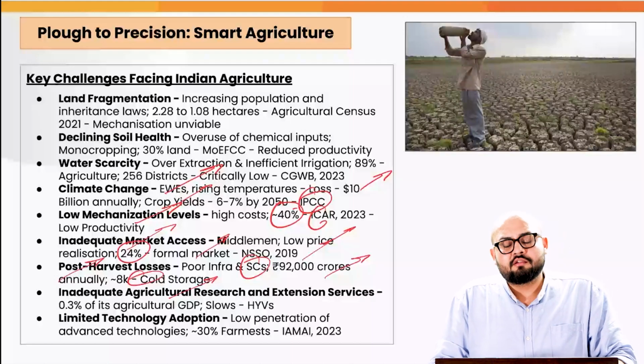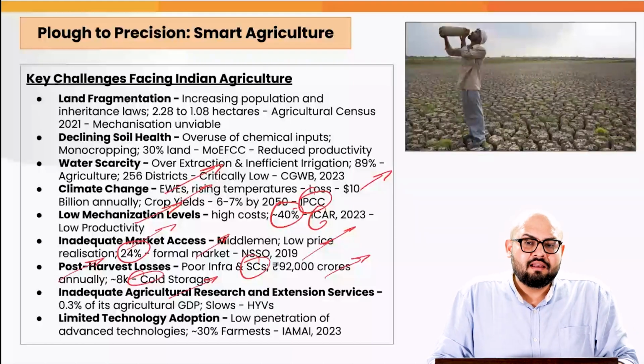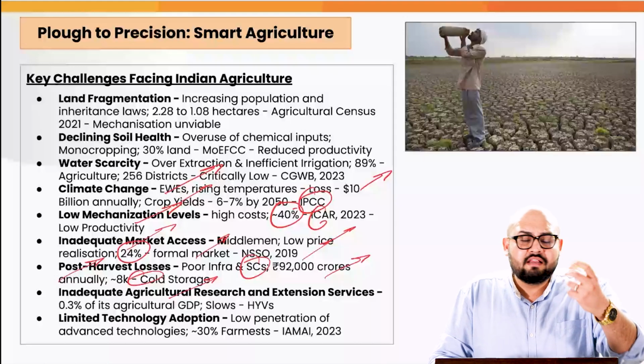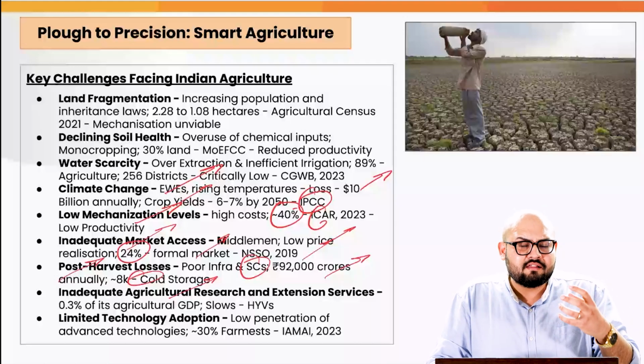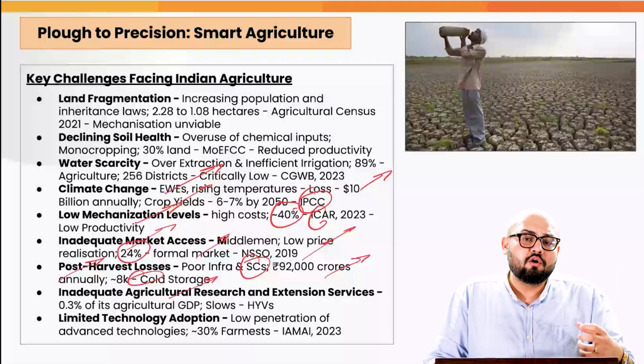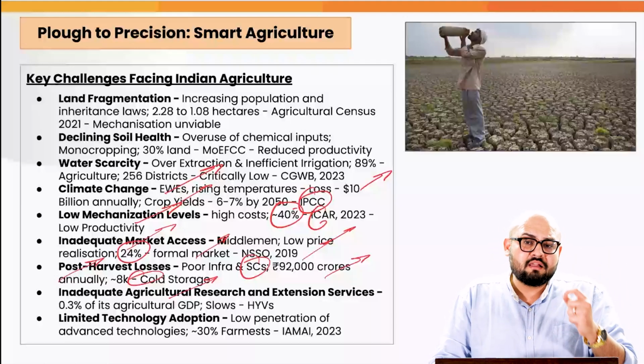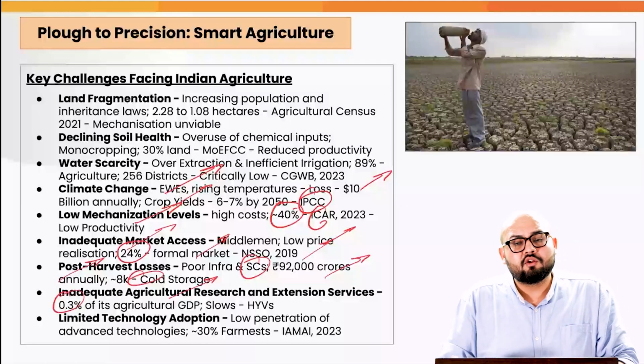Inadequate agriculture research. See, again, the amount of money which we are investing in research and development, let's say for producing climate resilient seeds, or high yielding varieties, is too small. Countries in Europe or the US are investing almost 1% of their agri GDP, but this number in India stands at only 0.3%.